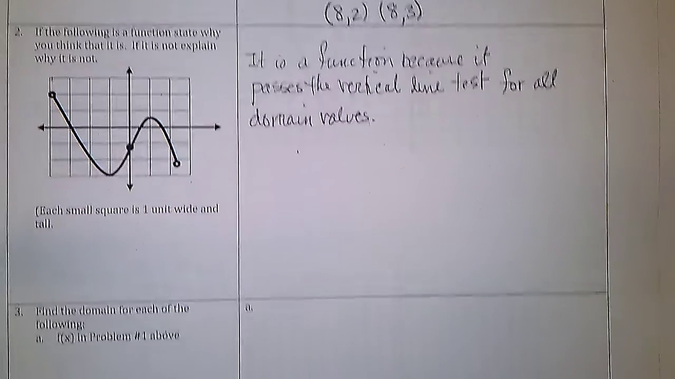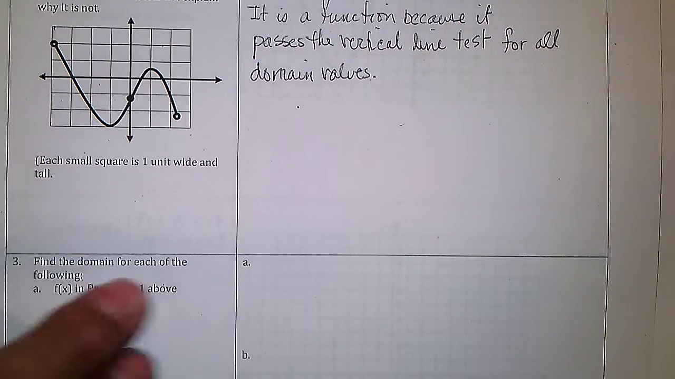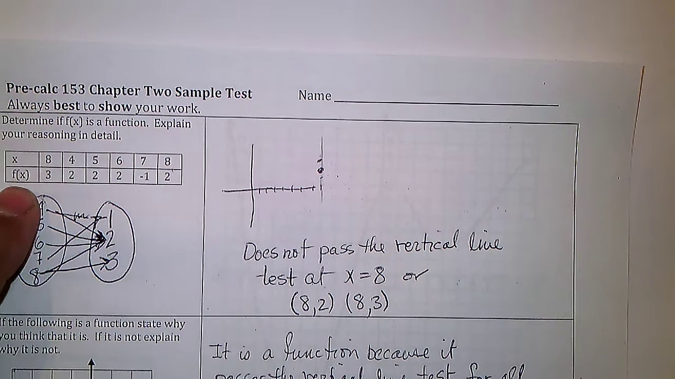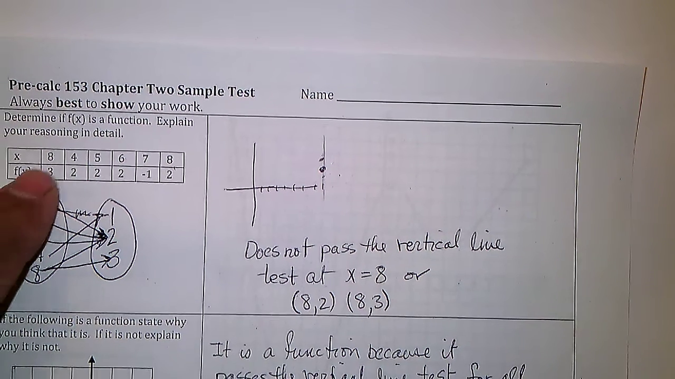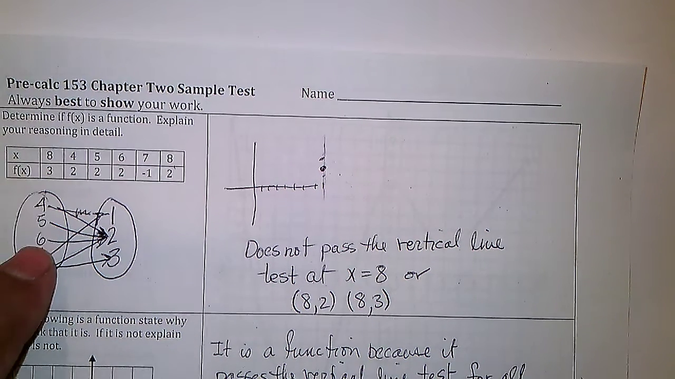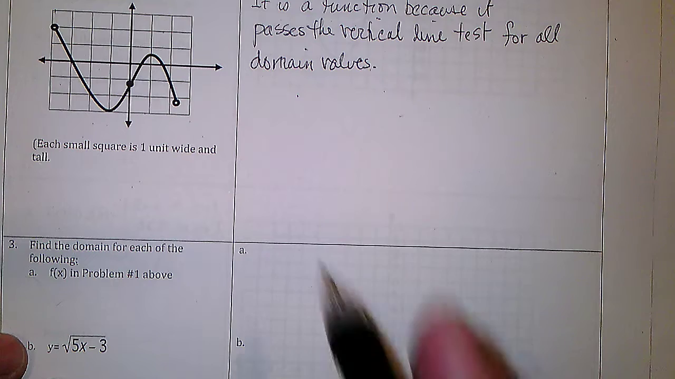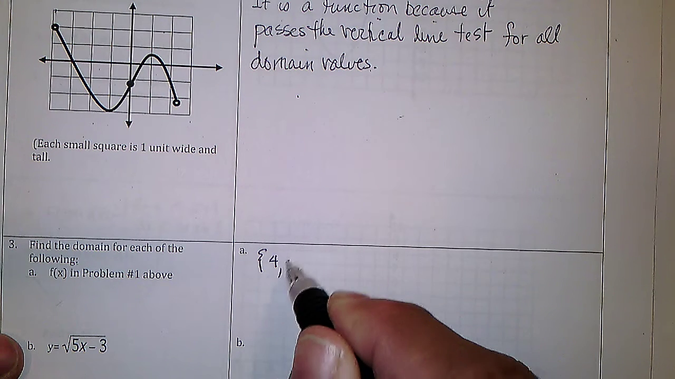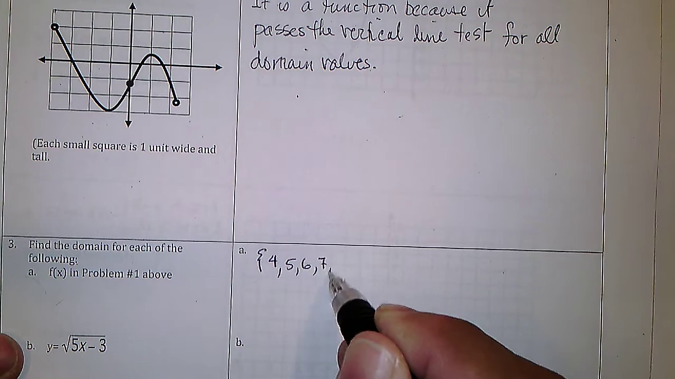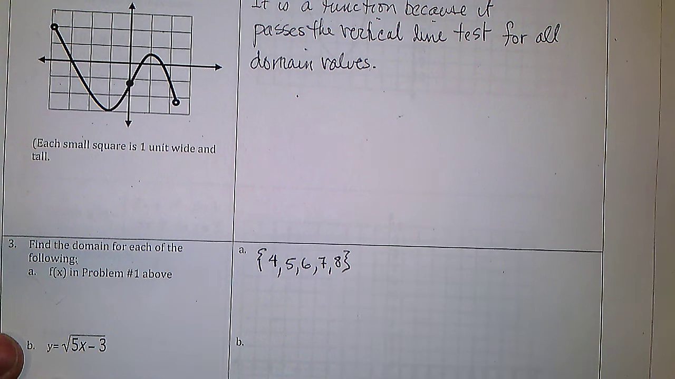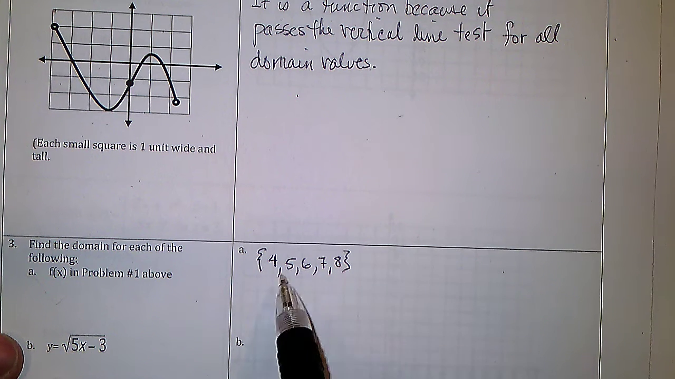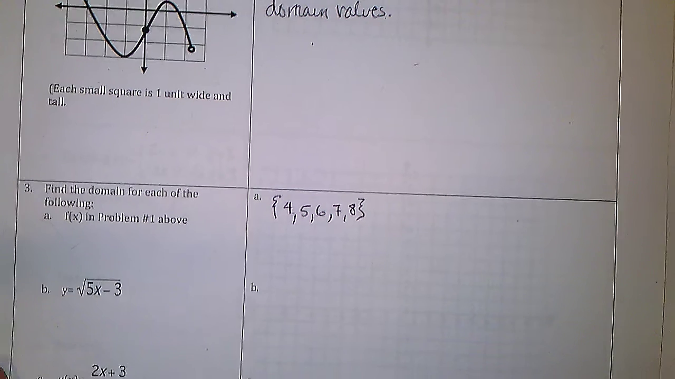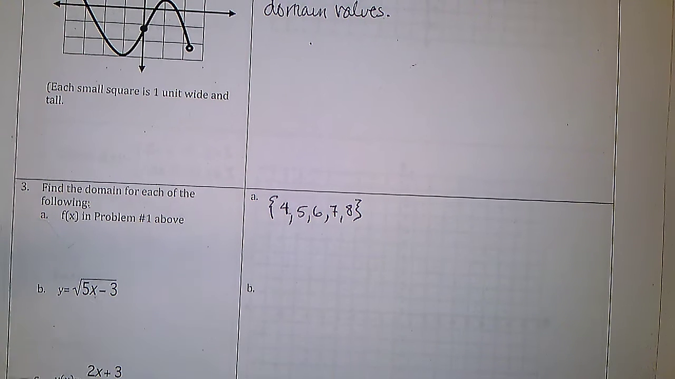Okay? Now, I'm going to need this later here. Okay, number 3. Find the domain for each of the following. F of x in problem 1. F of x's domain in problem 1 was the x's, 4, 5, 6, 7, and 8. Set whose elements are 4, 5, 6, 7, and 8. And I can't use interval notation 4 to 8 because I don't have the numbers between each of these. All right, the domain for this.